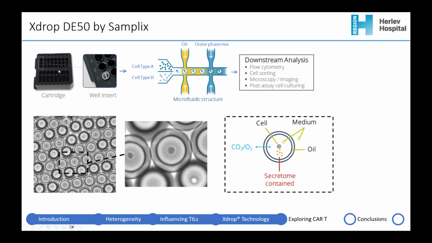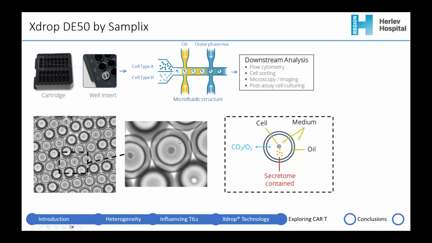So in this cartridge, all of the reagents will be loaded. There will be this insert where you can add up to 2 different cell types, so one on each side of this divider. And then the cells will be pulled in through the microfluidic system. They'll pass through an oil phase and then an outer phase mix. And then what will come out are these very uniform droplets, as you can see from the images here.